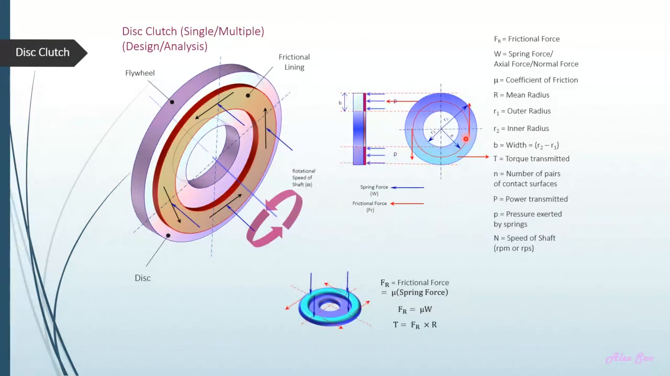So the torque is the tangential force, the frictional force, multiplied by the radius, the mean radius. In the general formula, we usually refer to R as the mean radius. Later on, when we look into the uniform pressure theory and uniform wear theory, R will be derived based on the two different cases. So R is the mean radius. If you want to find the total torque, you multiply this by the lowercase n, the number of pairs of contact surfaces. So you have mu W, the mean radius, and the number of pairs of contact surfaces. This is the torque transmitted by the clutch. If you want to find the power transmitted, you must have this value here.